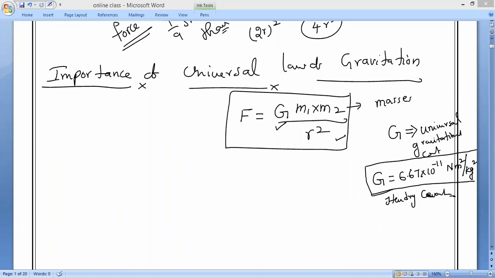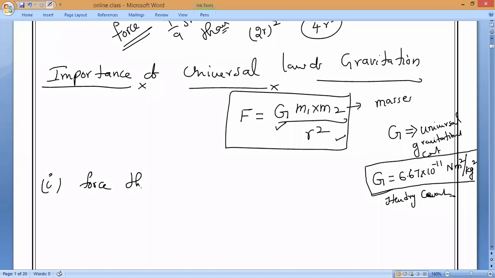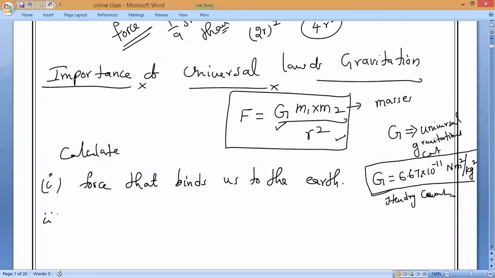So please all of you make a note. The first point: the force that binds us to the Earth. We can calculate the force that binds us to the Earth. That is the first importance.